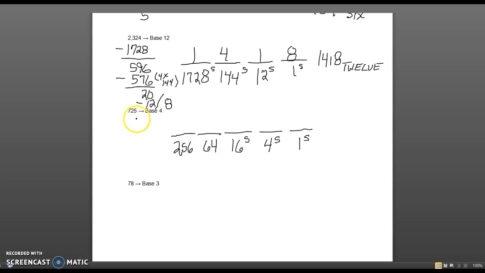So I start with my 725 pile of babies, and I find out how many 256 groupings I can make. So again, you can turn to your calculator and take 725, divide by 256, and it tells me that I can get 2 whole groups out of 725. So I'm going to subtract off 512, which is 2 groups of 256.